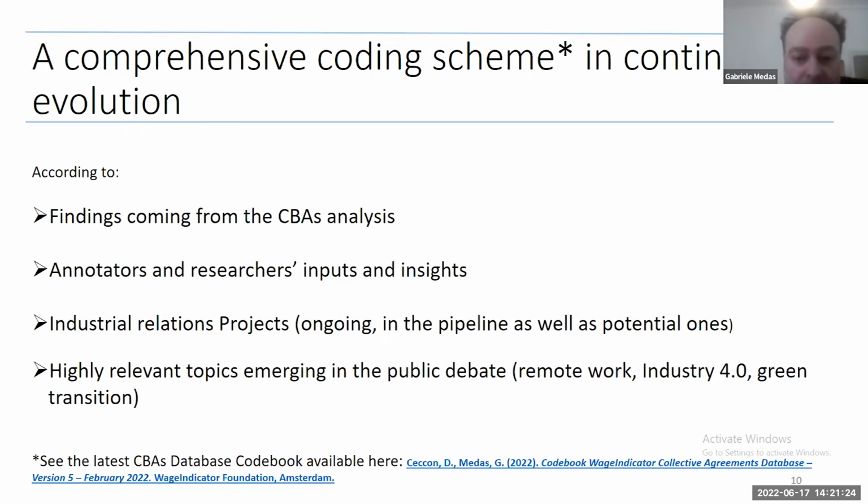As I previously mentioned, we currently have a coding scheme with around 800 variables, but the questionnaire is in continuous evolution, of course, and is changing, evolving according to the findings coming from the CBA analysis, of course, the annotators' and researchers' inputs and insights.